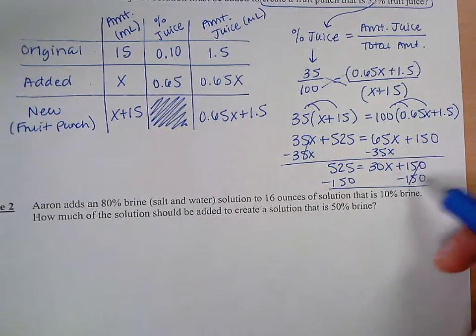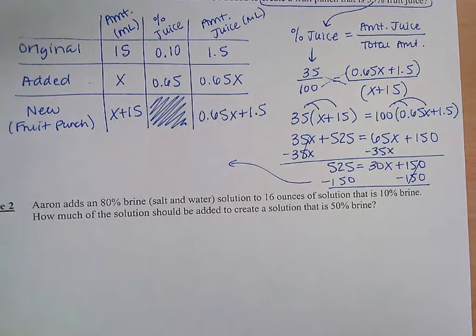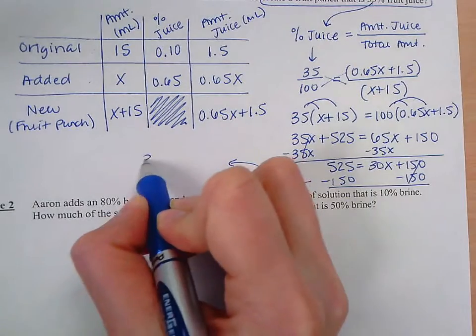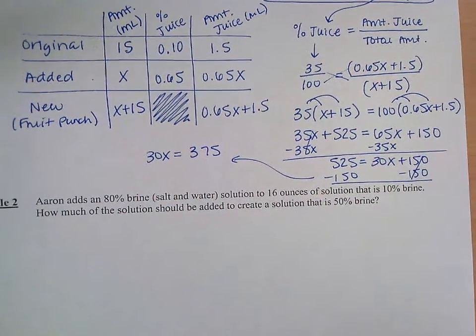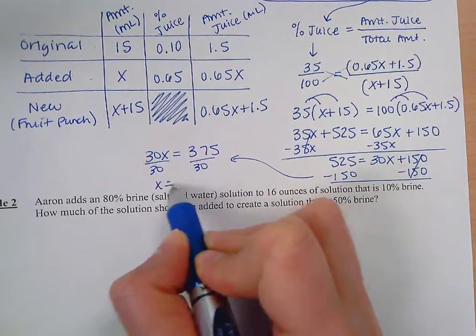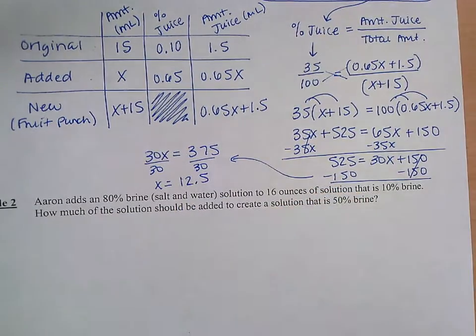Subtract 150. I'm going to continue this over here. And that gives me, I'm also going to switch this around. So 30x is equal to 375. And then divide by 30. And I will get 12.5. And then make sure you include units.